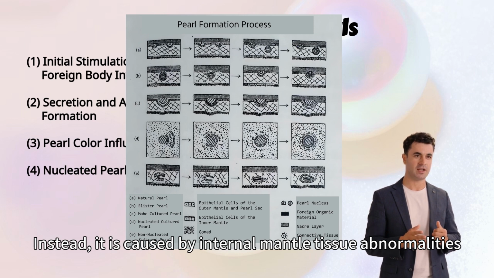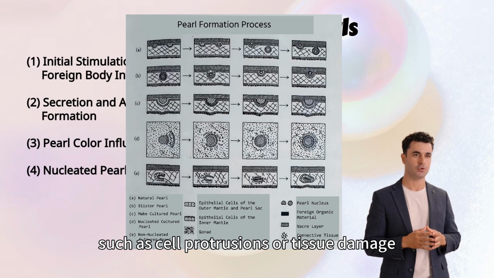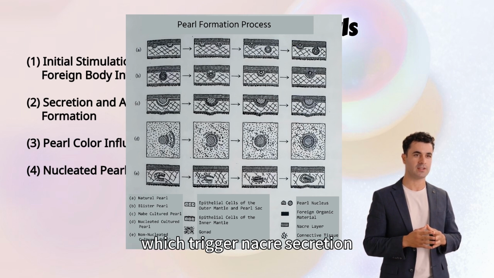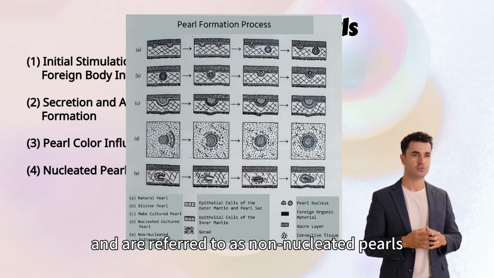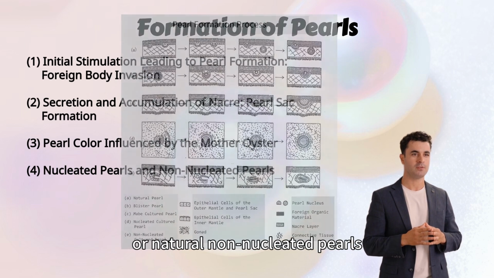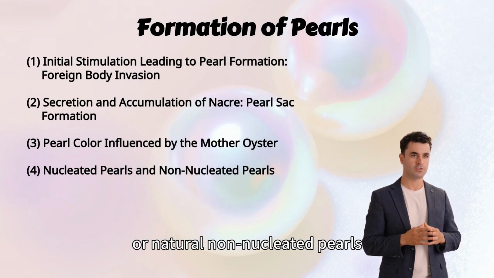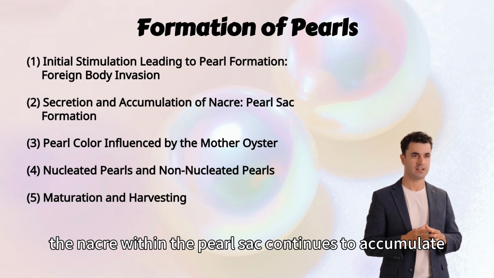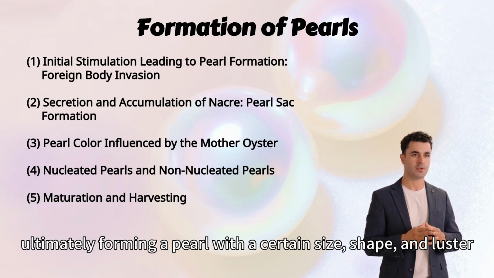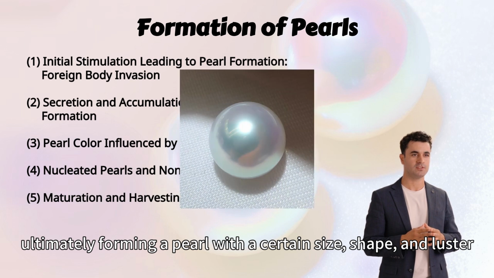Instead, it is caused by internal mantle tissue abnormalities, such as cell protrusions or tissue damage, which trigger nacre secretion. Pearls formed in this way lack a distinct central nucleus and are referred to as non-nucleated pearls or natural non-nucleated pearls.